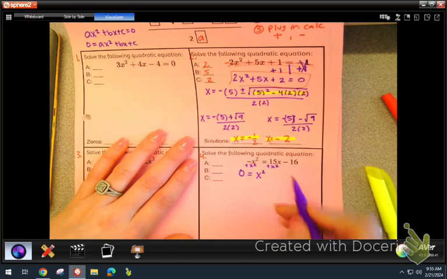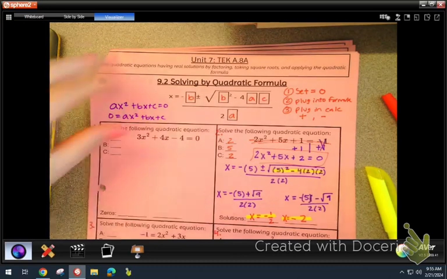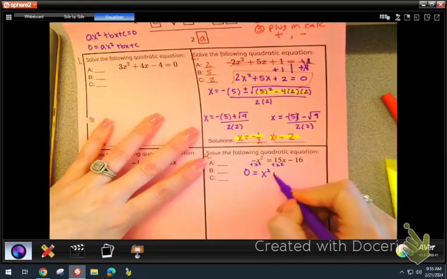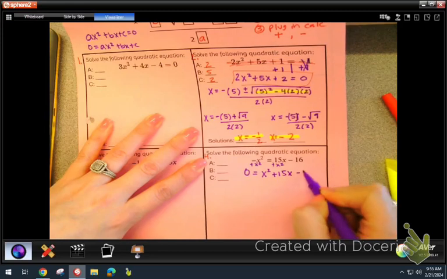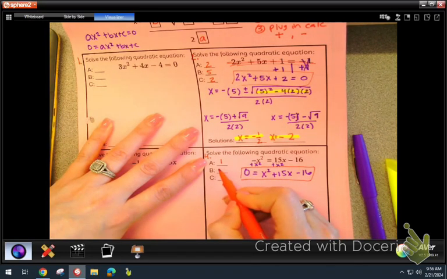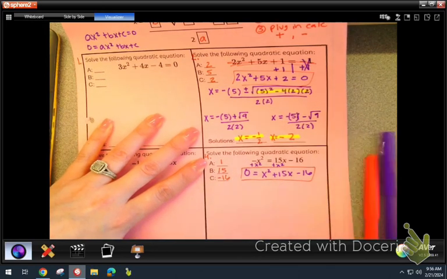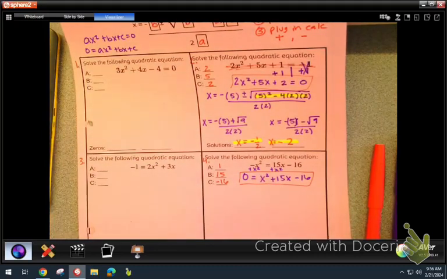So does it go to the back? I put it in front. You want to put it in this order: x squared, x, constant. It says a, b, and c for you correctly. If it gets out of order, you're going to have to really pay attention to what a, b, and c are. So what is our a here? 1. What is our b? What is our c? Negative 16. Okay.